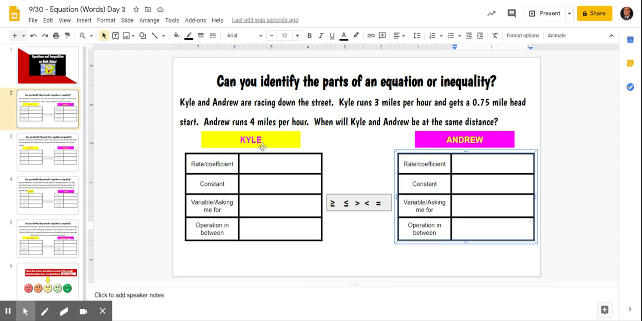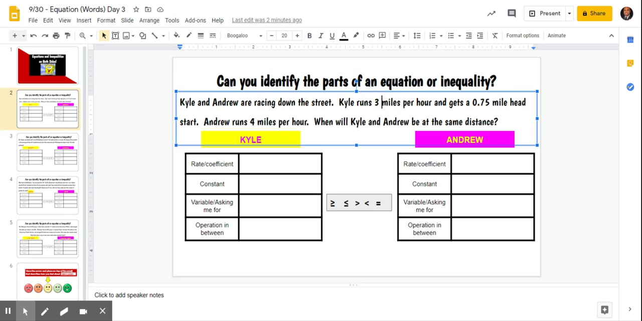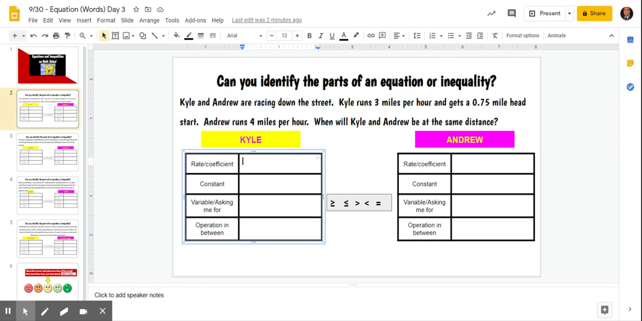So here with Kyle, we're going to focus first on Kyle. Okay, it says Kyle runs 3 miles per hour. Remember, anytime we have a rate, we usually see words like per, each. Okay, that indicates a rate, that something depends on something. So it's a mile per hour. If you ran for 2 hours, you'd be at 6 miles. If you ran for 3 hours, you'd be at 9 miles. Okay, so that's our rate for Kyle.